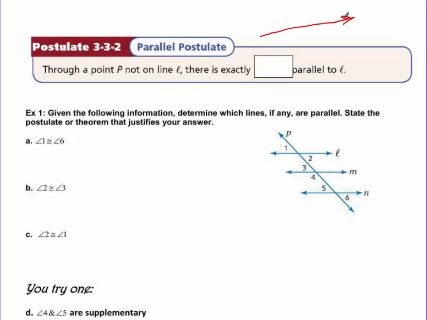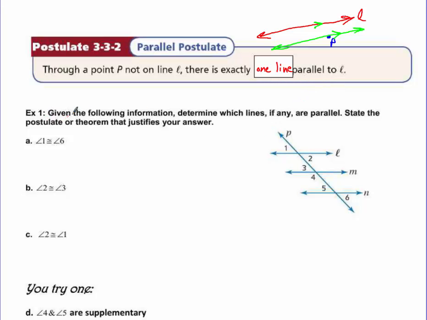So here's line L. Here's a point P not on line L. There's exactly blank parallel to L. And I'll give you a hint that there's exactly a certain number of lines parallel to L. So if you're going to draw through P and be parallel to L, how many lines do you think you could draw through P that are going to be parallel to L? Okay, the answer is one line. So through a point P not on line L, there's exactly one line parallel to L.